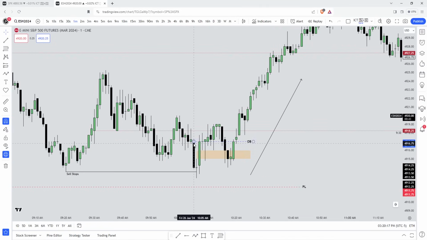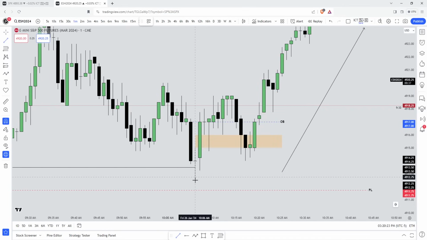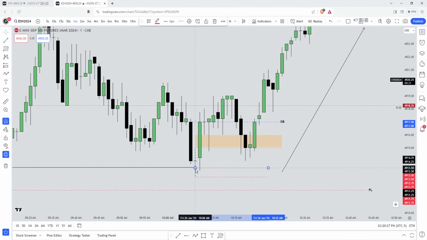So when we get that change in the state delivery, price creates the fair value gap. This is an entry. And where can your stop be? The safest stop is going to be beneath the change in the state delivery low. You could have it beneath candle number 2 of the fair value gap. So these are 2 potential levels for a stop loss placement. Just find whatever works best for you.